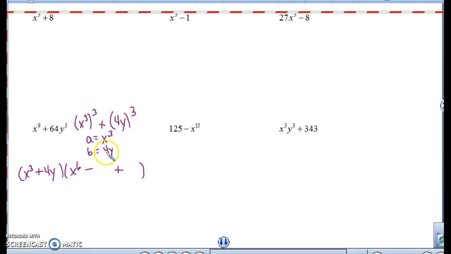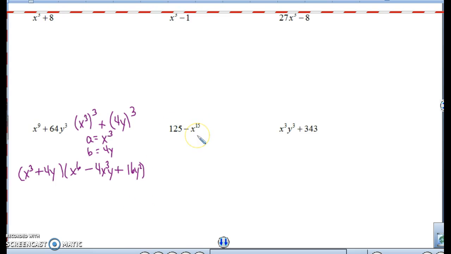Multiply these together. 4y times x cubed is minus 4x cubed y. And then square the B. Remember, this is 4y times 4y, which would be 16y squared. So x cubed plus 4y times x to the 6th minus 4x cubed y plus 16y squared.